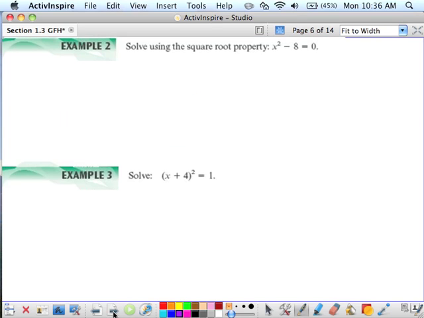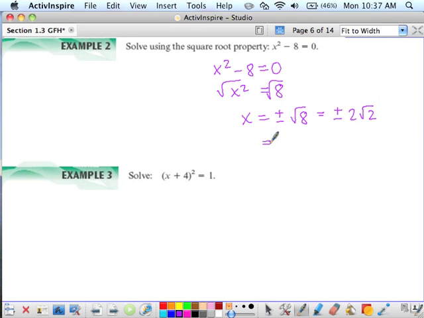For example 2, we have x squared minus 8 equals 0. We would like to solve it using the square root property. First thing we need to do is isolate the square. So instead of x squared minus 8 equals 0, let's write that as x squared equals +8. Then we take the square root of both sides, and we have x equals plus or minus the square root of 8. But the square root of 8 will simplify to what? 2 square roots of 2. Which is our final answer. Then we can list that separately as negative 2 square roots of 2 and positive 2 square roots of 2.